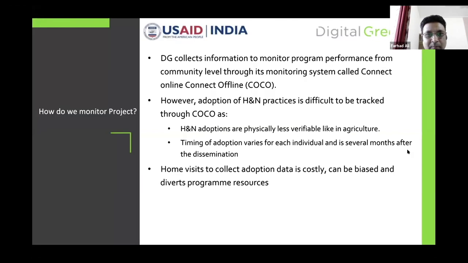Next slide, please. So before I end my talk with you, let me share how we monitor the Samvad project. So we use a tech-based solution we call COCO, which stands for Connecting Online and Connecting Offline. But there are some challenges associated with this system that we use. Health and nutrition behavior and practices are difficult to track using COCO, as it is very challenging for us to verify the change that happened over time. So to address this challenge, we used a survey methodology. My colleagues in the upcoming presentations will be talking more on these methodologies. So that's all I have to say about the Samvad project at this point. And we'll be sharing more information as to how we conduct the survey and what learning we have in this process. So I'll end here.